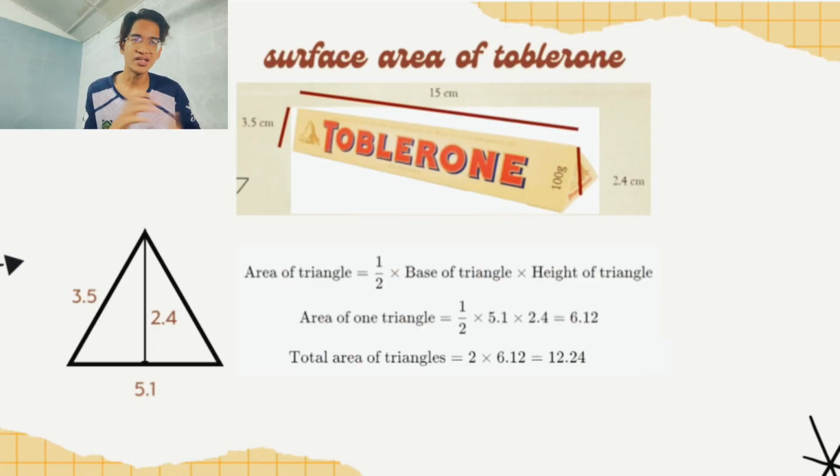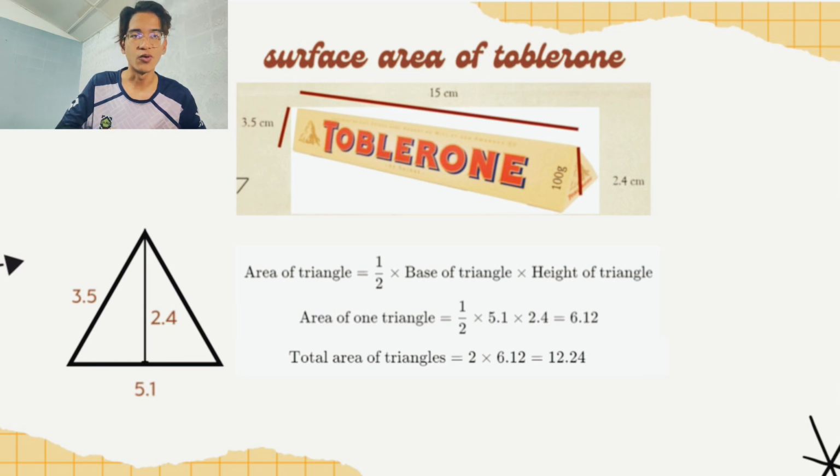The information given is the height of the triangle is 2.4 cm and the base of the triangle we have found already, which is 5.1 cm. So we can use the information to find the area of a triangle. The area of a triangle is 1/2 times 5.1 times 2.4. So we will get 6.12. But remember, that is for one triangle. For 2 triangles, we have to multiply by 2.